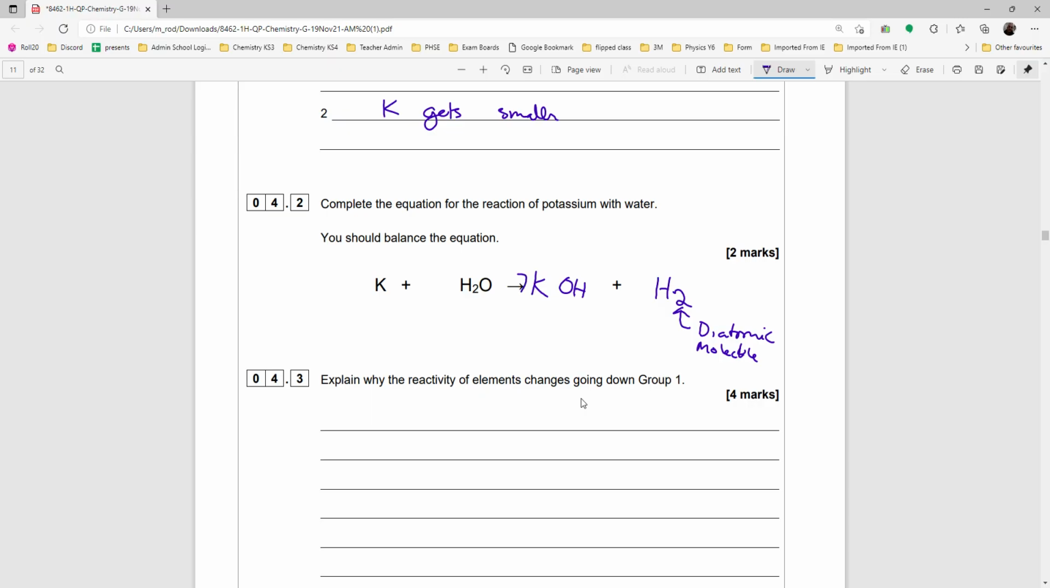If I put a 2 in front, because whenever I balance, I can only put a number in the front, now I will have 4. That's 2 from the potassium hydroxide and 2 from the hydrogen molecule. If I put a 2 here, I will now also have 4 hydrogens.